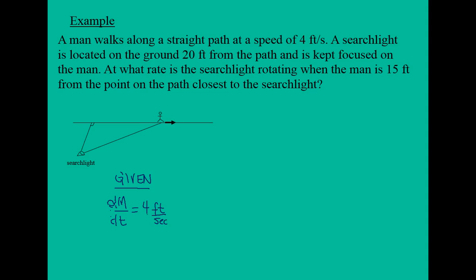Now I should be able to identify what m represents. m must be some position. What is m the position of? Well, it's the position function for the man. And I'm going to have m represent the position of the man from this point on the path that's closest to the searchlight. So this would be m.